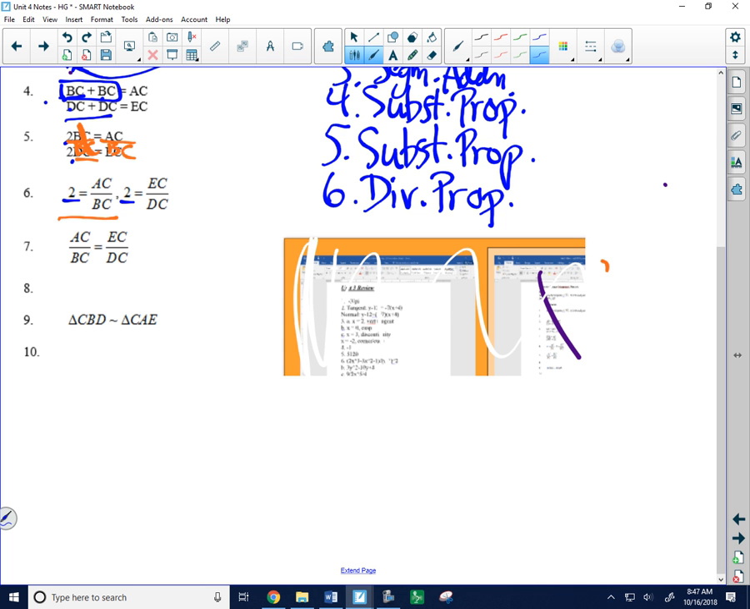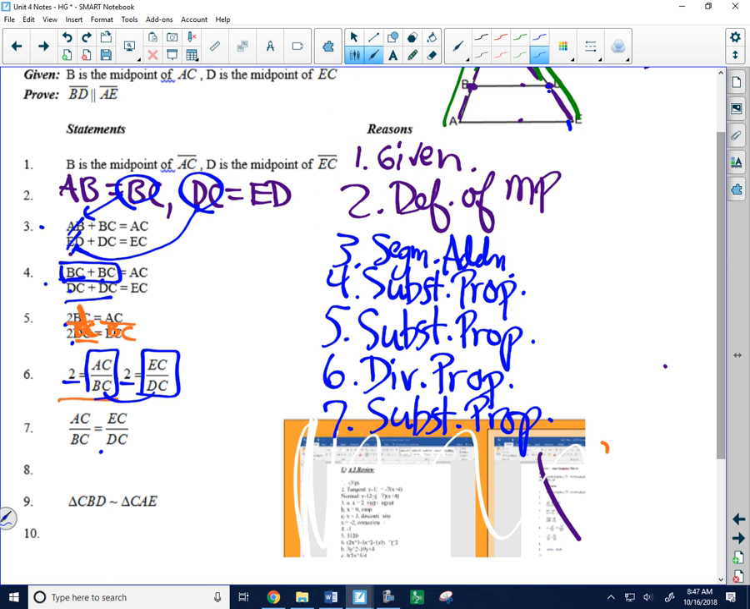So whenever things are equal to the same thing, we set these equal. They're equal to the same thing. And that's what I did here. It's really a substitution. Substitution property. So let me go back up to the diagram.